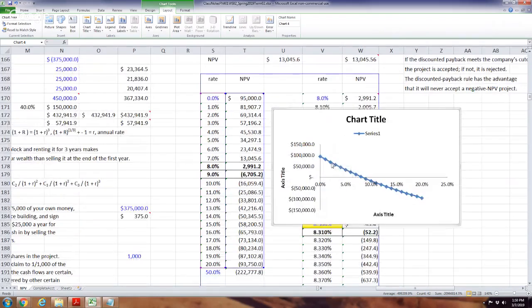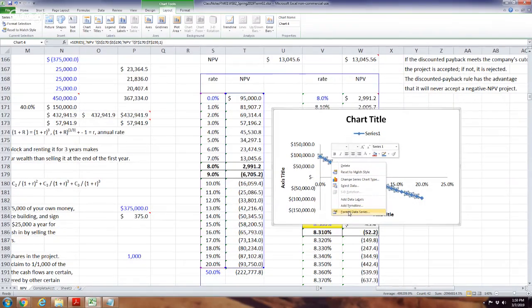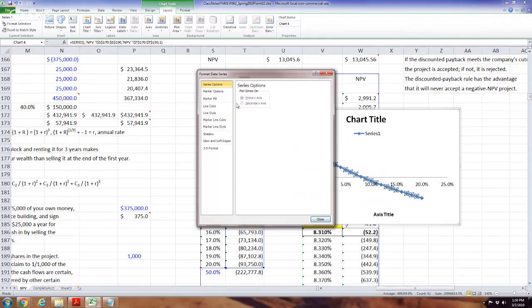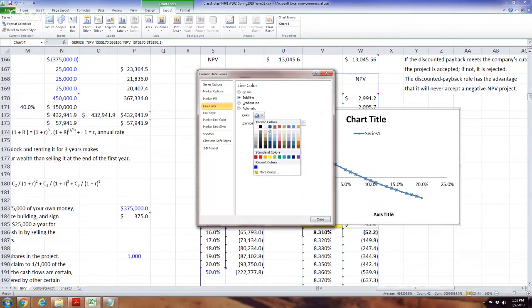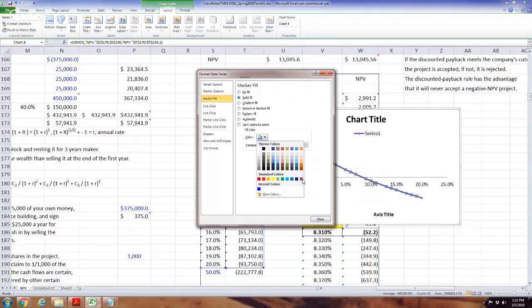Okay, and you don't want all these diamonds. You don't want all that. So data series, marker option, built in, make them round, make them a bit smaller, and line color. I made it purple. So let's make it purple here, and let's do marker, fill, solid, purple. Make these things purple.